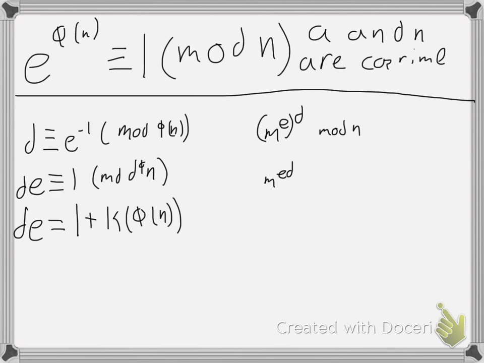Now where have we gotten ed before, or more specifically de? Right? We have this one, these two are the same. So this can actually be rewritten as m to the 1 plus k phi n in a mod n system.